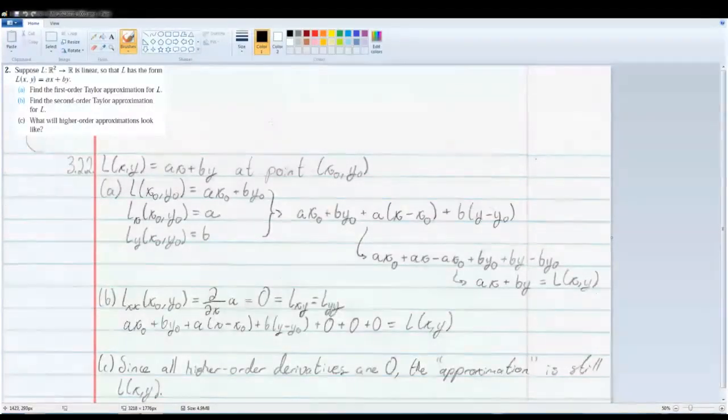So for this question, it asks us to find the Taylor approximation of a linear function. It kind of turns into a proof. I'll get into that, but it's actually kind of an interesting proof. So the first part asks us to find the first order Taylor approximation. So that's basically a linear approximation. It's the approximation with one derivative in it.